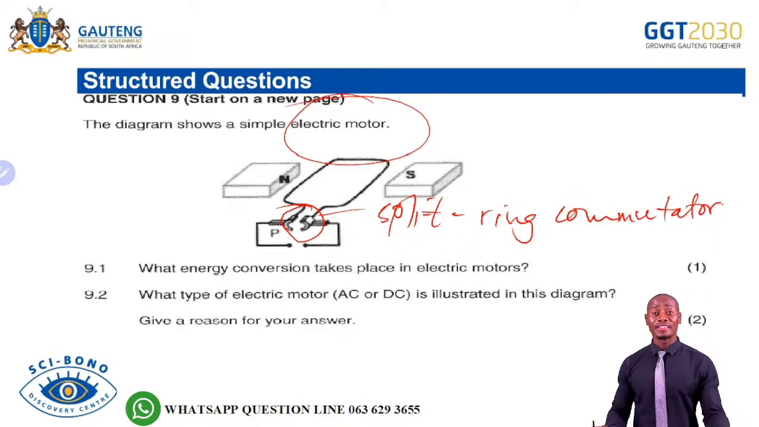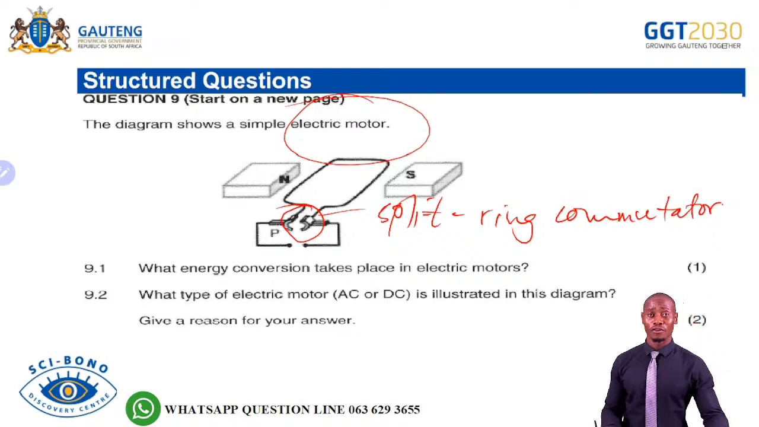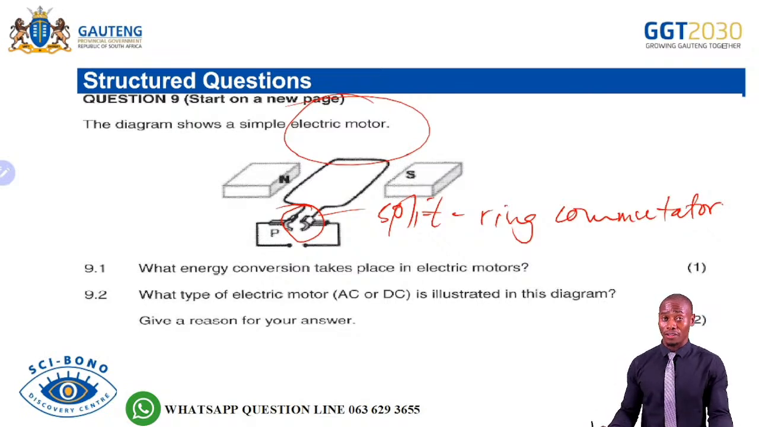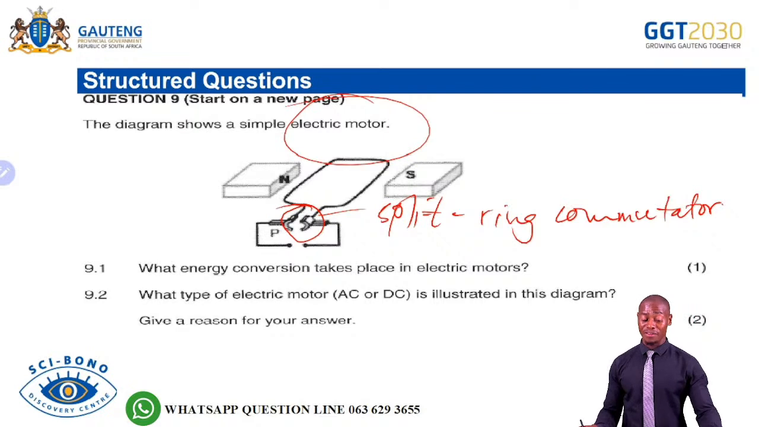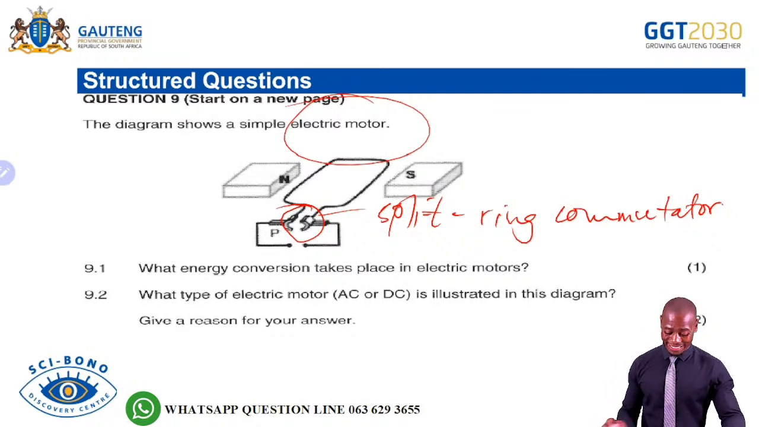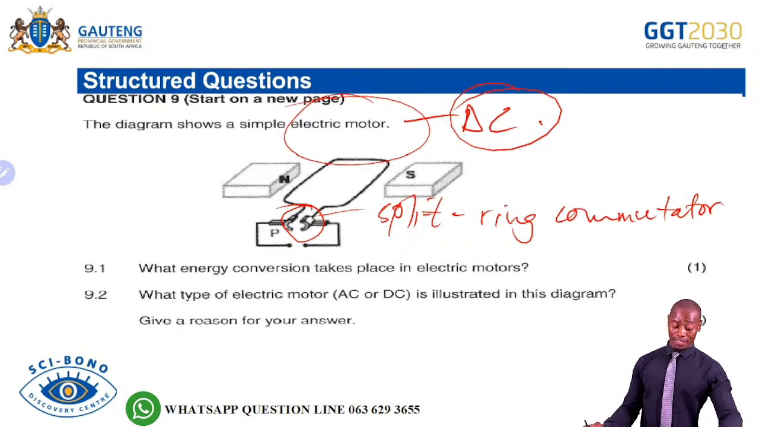So, okay, this is a motor. What is the function of a split ring commutator? A motor is about rotation of the coil. The split ring commutator ensures that the coil rotates in one direction. That is the function of the split ring commutator when it comes to a DC. This is a DC motor. Why DC? Because of that split ring commutator.